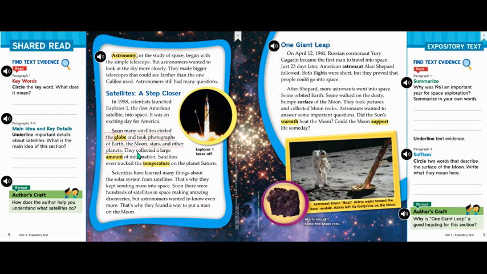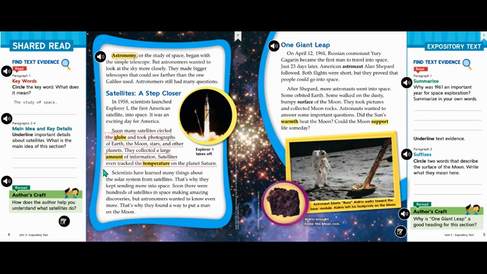They collected a large amount of information. Satellites even tracked the temperature on the planet Saturn. Oh, so not only are these satellites taking pictures, but they're also collecting information, such as the temperature of the other planets. Let's underline those two sentences. That seems very important. Scientists have learned many things about the solar system from satellites. That's why they kept sending more into space. Soon there were hundreds of satellites in space making amazing discoveries, but astronomers wanted to know even more. That's why they found a way to put a man on the moon.